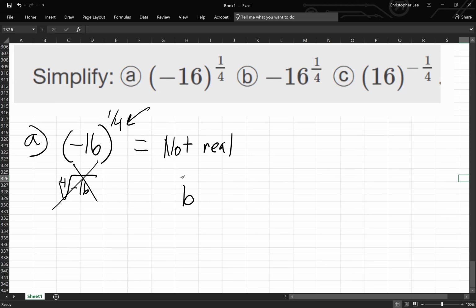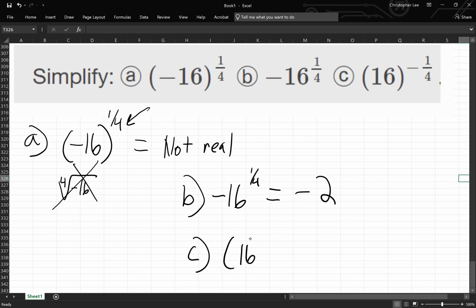All right, how about B? This is negative 16 raised to the 1/4 power. What's the answer? Negative 2. All right, how about C? A little bit harder, right? This is 16 raised to the negative 1/4 power. Hmm? Go ahead. Good. That's the answer. Questions on this, anybody?